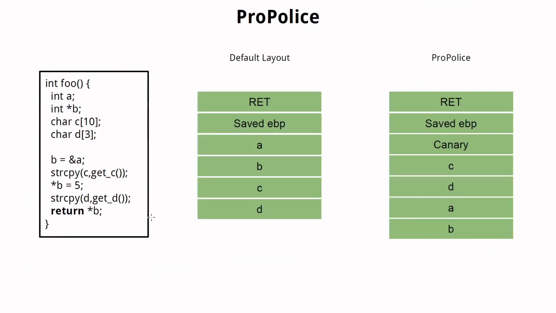So here is an illustration of IBM's idea of ProPolice. This is also a compiler-based solution. On the left-hand side, we have the source code. There is a function. In the function, we have an integer variable, a pointer, and three different buffers. Then we have a string copy, and that's where the vulnerability could be. In the default layout, the compiler will just allocate space for those variables based on the ordering of their appearance. In the source code, A appears first as a local variable, so the compiler will put A at a higher address. Then B lower, C even lower, D lower, right?